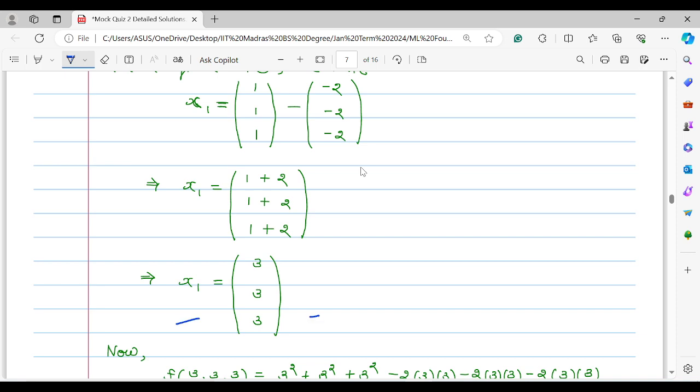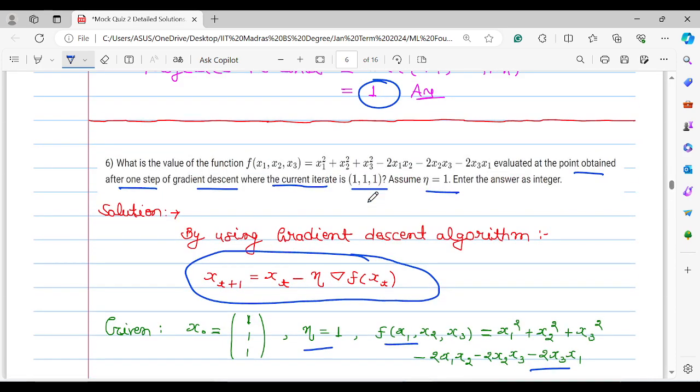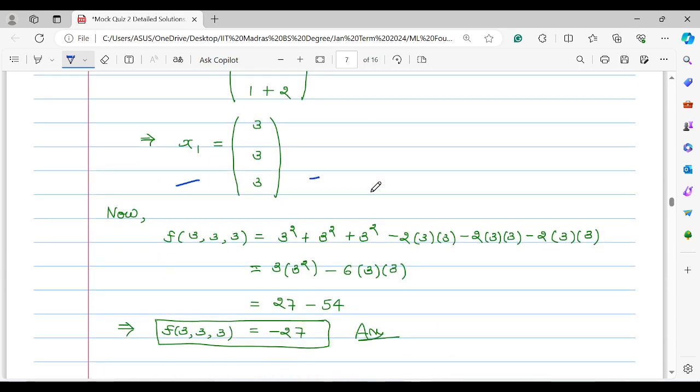Okay. Now we have to find the value of the function after the first iteration. After the first iteration we have x1 as 3, 3, 3, and for finding the value of the function we simply substitute x1 equal to 3, x2 equal to 3, x3 equal to 3 into the given function, simplify, and we get minus 27 as our answer.